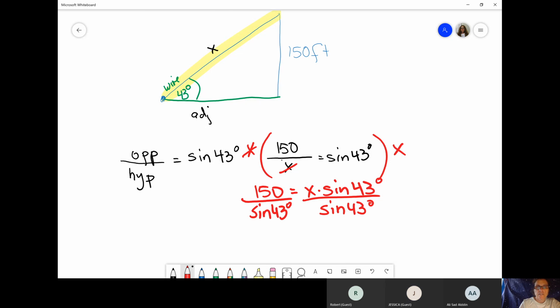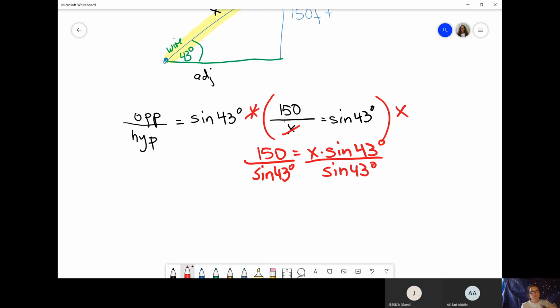And you use your calculator at this point, because 43 is not one of our common angles. 150 divided by the sine of 43. Make sure that your calculator is in degree mode. If you round it to 1 decimal, it's 219.9 feet.